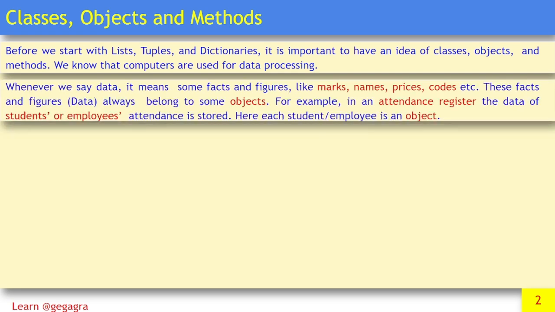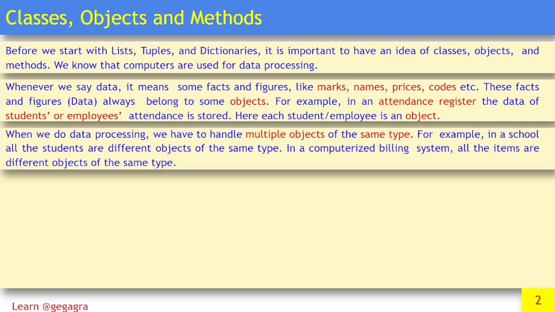Whenever we say data, it means some facts and figures like marks, names, prices, codes, etc. These facts and figures always belong to some objects. For example, in an attendance register, the data of the students' or employees' attendance is stored. So here each student or employee is an object. Correct?